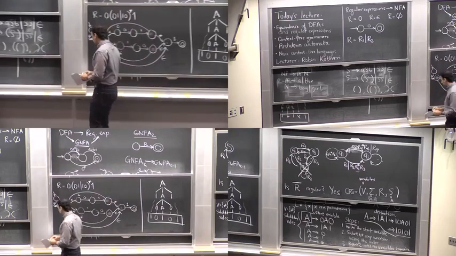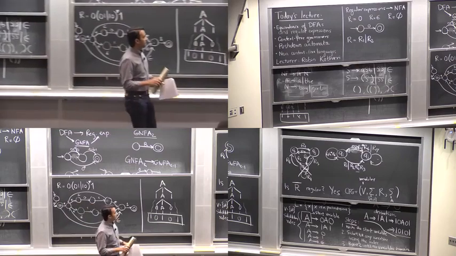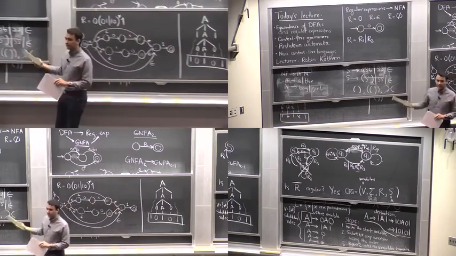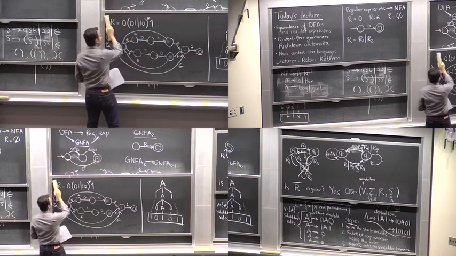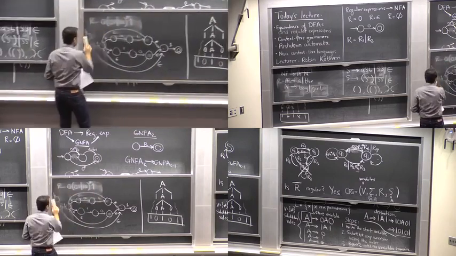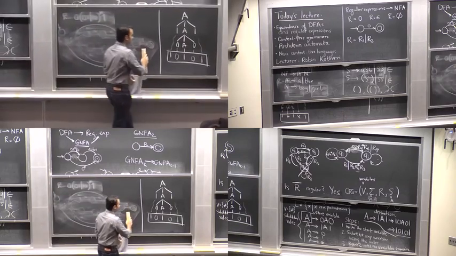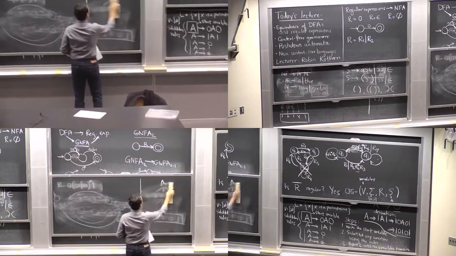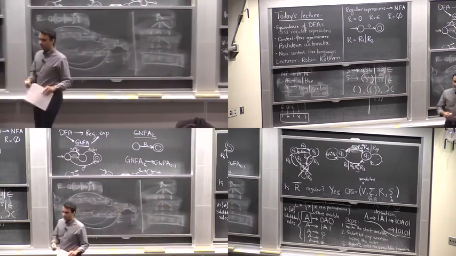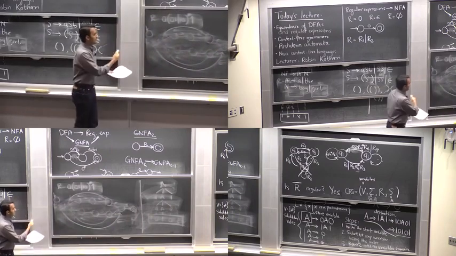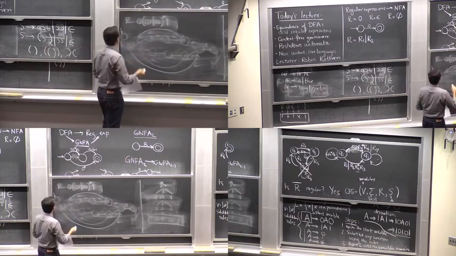I've described context-free grammars to you. Sorry, maybe I didn't define the term context-free language. A language that is generated by a context-free grammar is a context-free language. That's a straightforward definition. So if you can come up with a grammar that expresses a language, then that language is said to be context-free, just like a regular language is one that can be accepted by a DFA. A context-free language is one that is accepted by a context-free grammar.